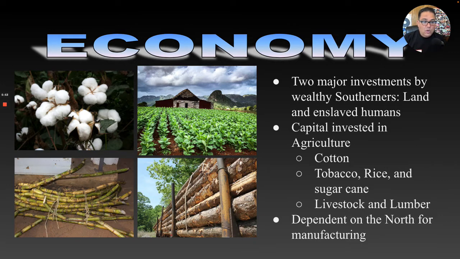The wealthy Southern landowners who controlled most of the politics and the economy of the South decided that when they got these profits, this capital, they were going to reinvest in two things. They were going to buy more land, and they were going to buy more humans. And that was what they invested in.